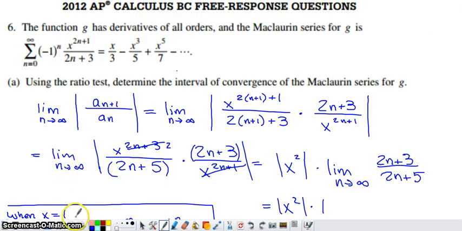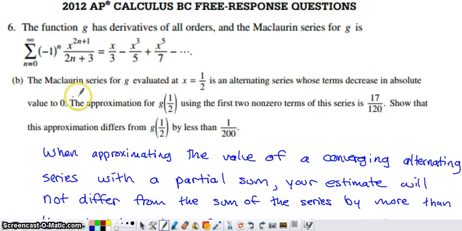When we move into part B, they tell us that the Maclaurin series evaluated at 1/2 is an alternating series. The terms decrease in absolute value to 0, which basically means it's a convergent alternating series. The approximation for g of 1/2 using the first two non-zero terms is 17 over 120. Show that this approximation is not going to differ from the actual value of g of 1/2 by more than 1 over 200. So I kind of paraphrase the question there. Our error, the difference between g of 1/2 and our estimate, is going to be smaller than 1/200th.